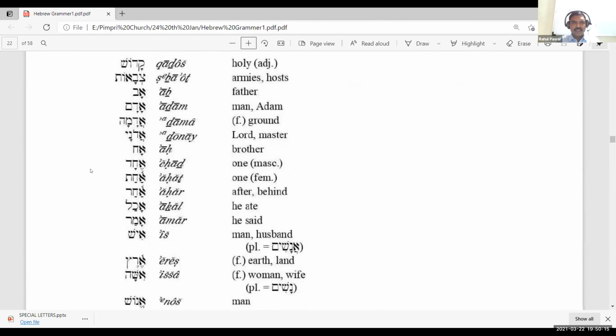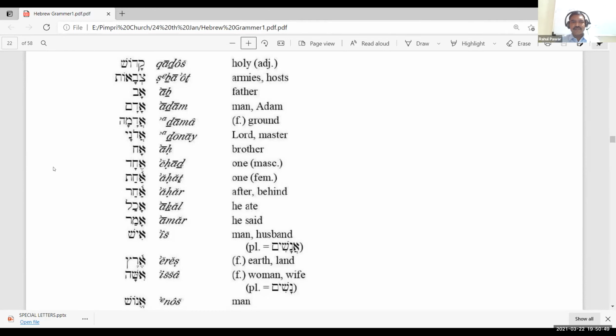Then Adonai. Adonai means Lord or master. Then Ach. Ach means brother. Whenever you are reading this vocabulary, remember the transliteration also, which we have learned. Ach, for Chet, under Het we have put 1 dot. So transliteration also you observe.